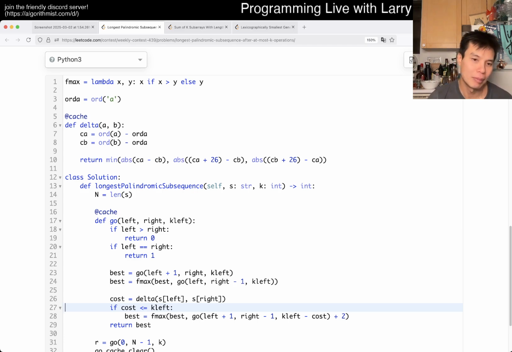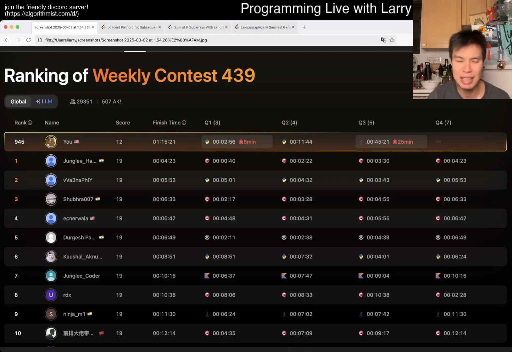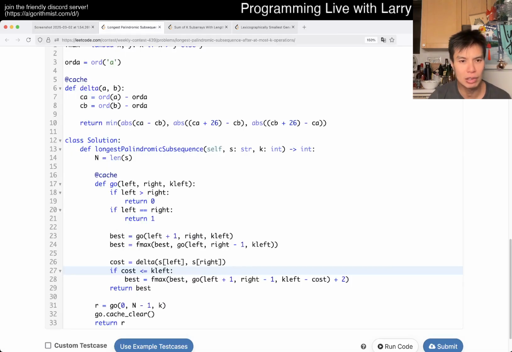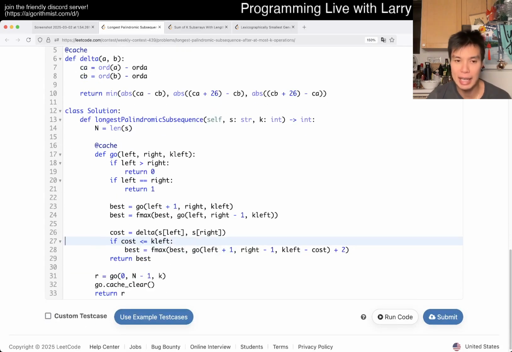I thought I was doing okay. I actually don't know why it took so long. I had some typos, but I don't know. But in any case, this is basically it, right?